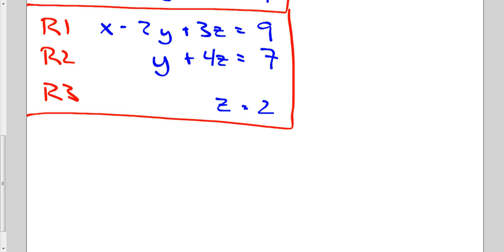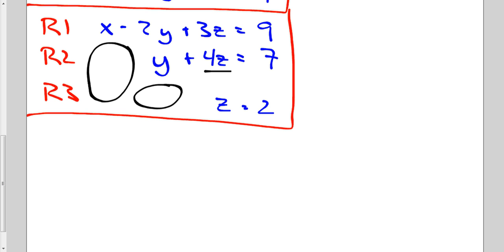Z equals 2. Now, what can I do? So now, plug in 2 for R2. I am done with row elimination. What was my strategy? My strategy was to make these zeros and this 0. Now I know what z is. Can I plug z back into here? And then I get what? I can solve for my y. So now I'm in back substitution.